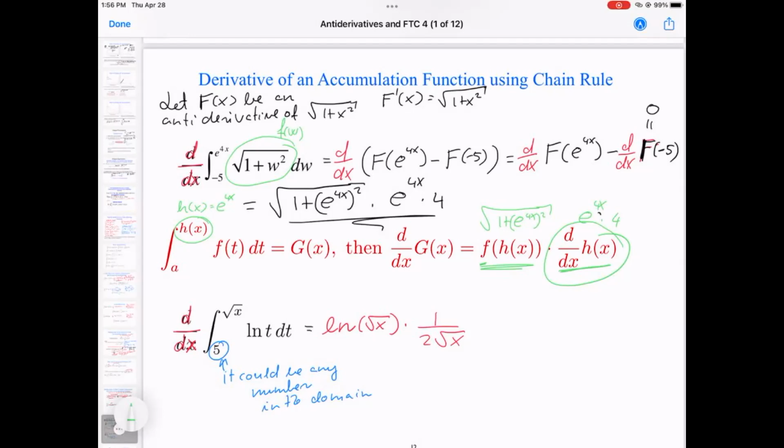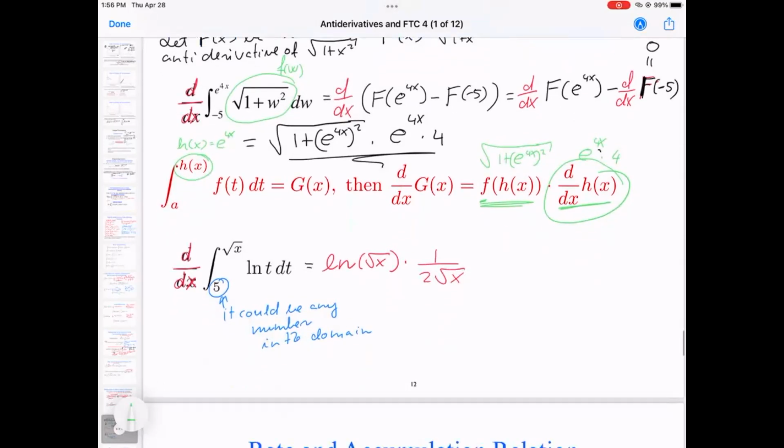So applying the same thing in this next expression, when you take the derivative of the more complex accumulation function, you get back to the rate function, which is ln at the inside function, so ln radical x, and then you multiply by the derivative of radical x. Okay? So this is the derivative of radical x.